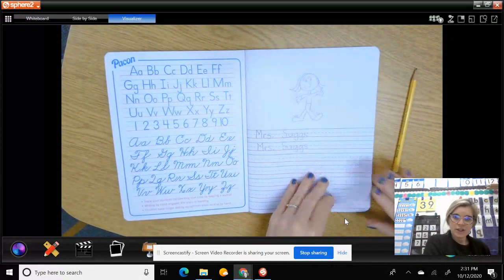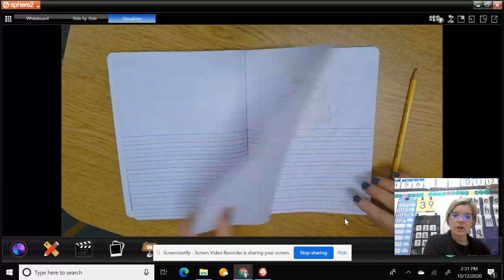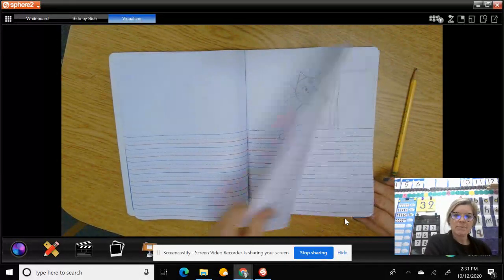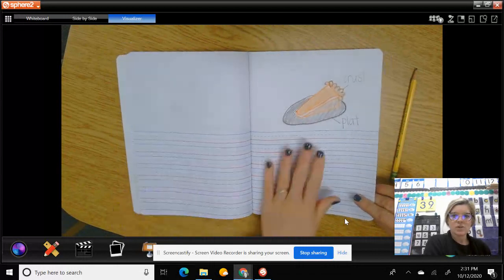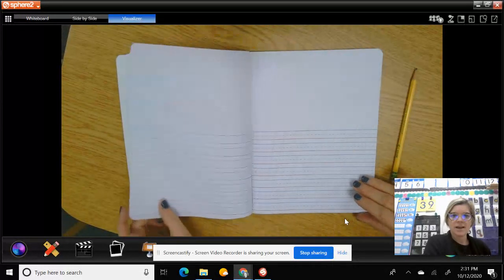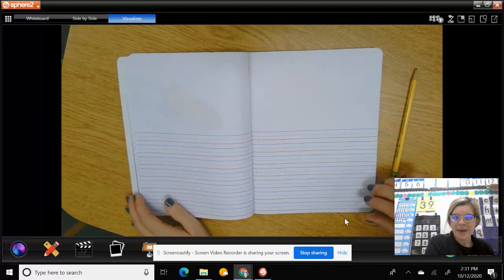You're going to open your journal and you're going to start at the beginning and turn each page one by one until you get to the next clean page. So I remember I did this one yesterday. And now here's my next clean page.